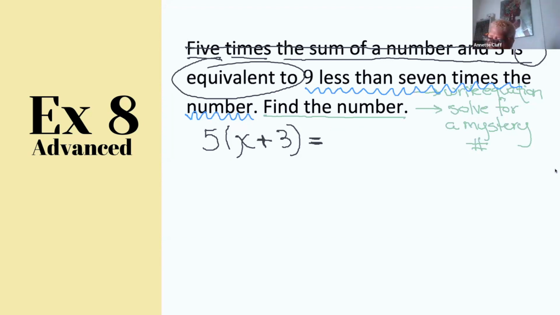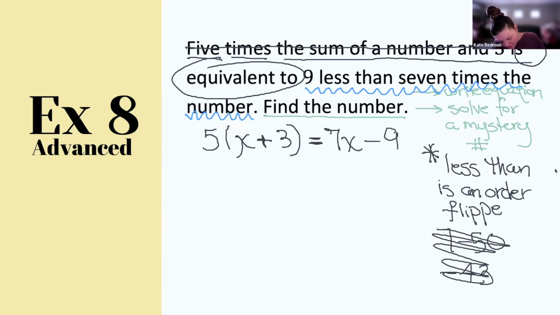9 less than 7 times the number means I'm going to have 7 times the number and take 9 away from that. Less than is an order flipper. It means subtract that number. Well, now I wrote the equation. Now I can use my algebra skills to solve the mystery.